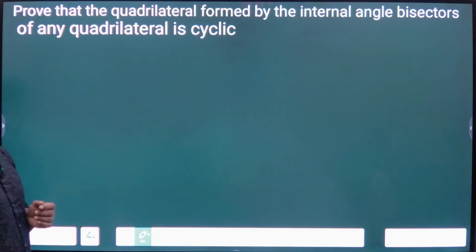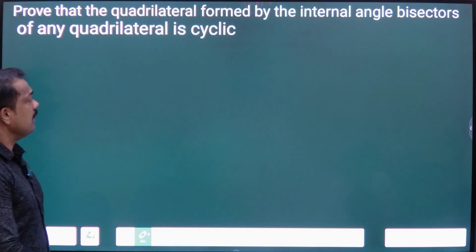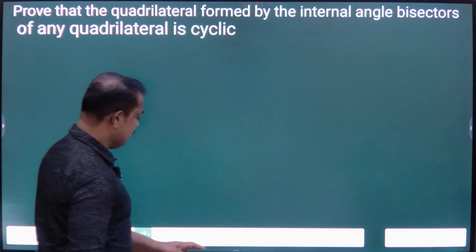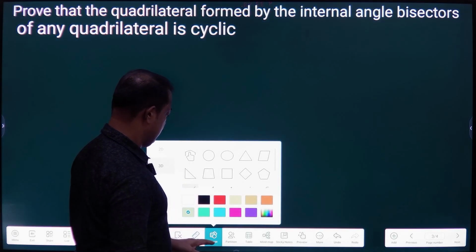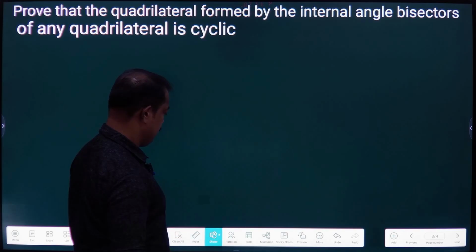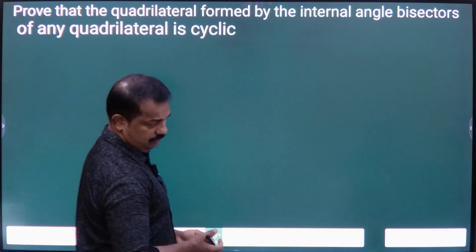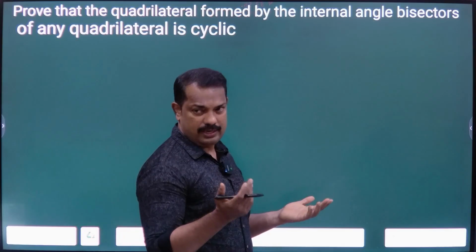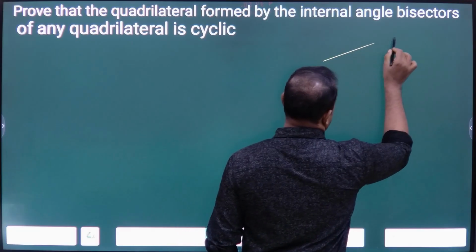Prove that the quadrilateral formed by the internal angle bisectors of any quadrilateral is cyclic. So draw any quadrilateral of any shape. Okay? Any quadrilateral.